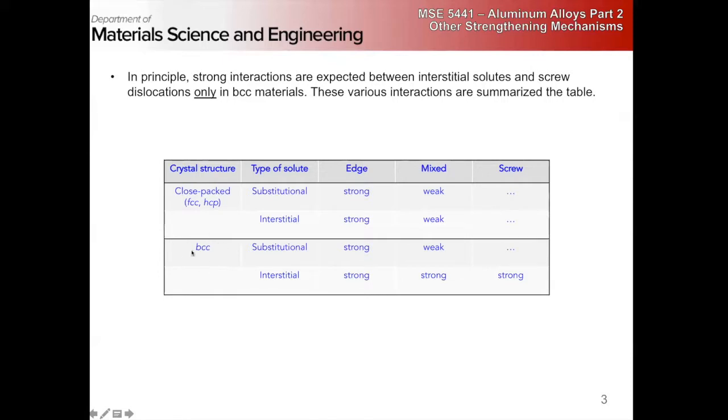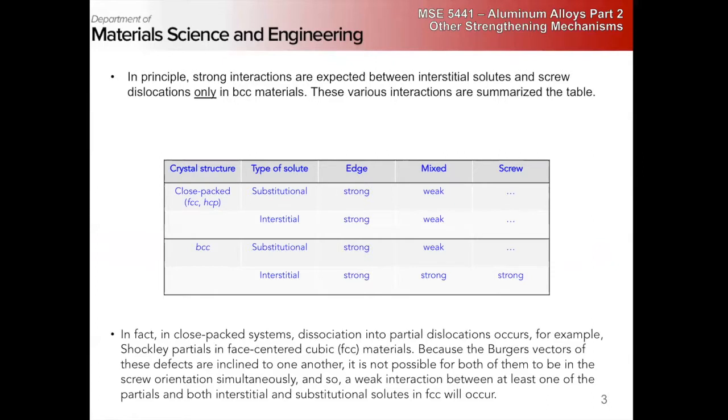In BCC, though, interstitials provide a big tetragonal distortion. It's not symmetric. So there's also a strong interaction with screw dislocations and edge dislocations in BCC. And we'll talk about this a lot with steels because this is one of the primary mechanisms: the interstitial carbon in iron gives you the properties of steel.